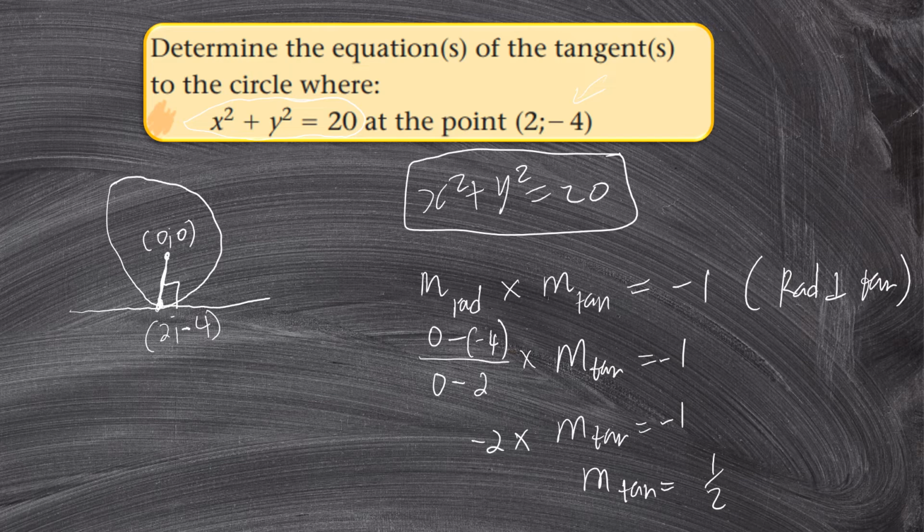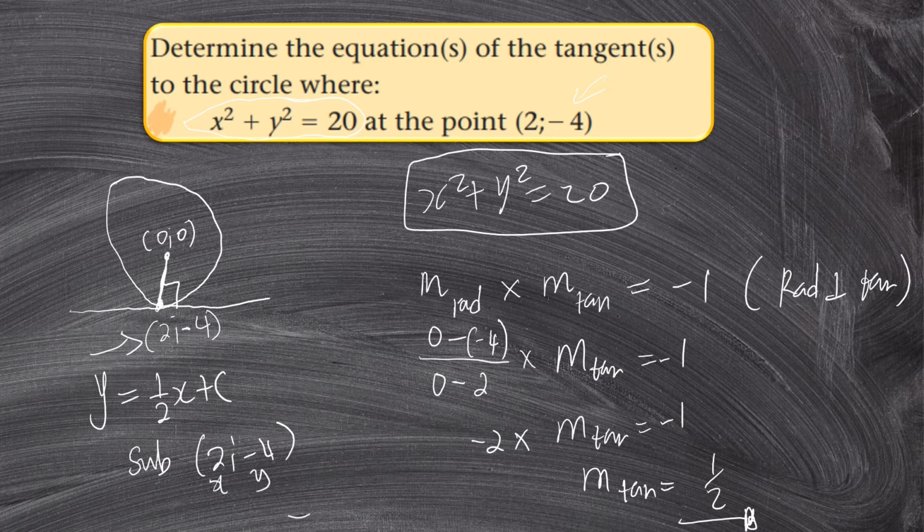Then our gradient of a tangent will be 1/2. So in other words, our equation for the tangent will be y equals 1/2x plus c. We need to solve for c. You just substitute that point on your tangent. Substitute 2 and -4. We know this is x, this is y. Where there is y, we put -4. Where there is x, we put 2. And we solve for c.